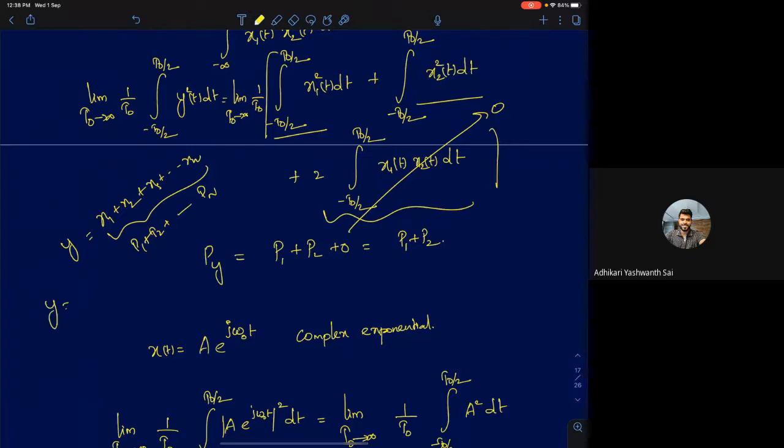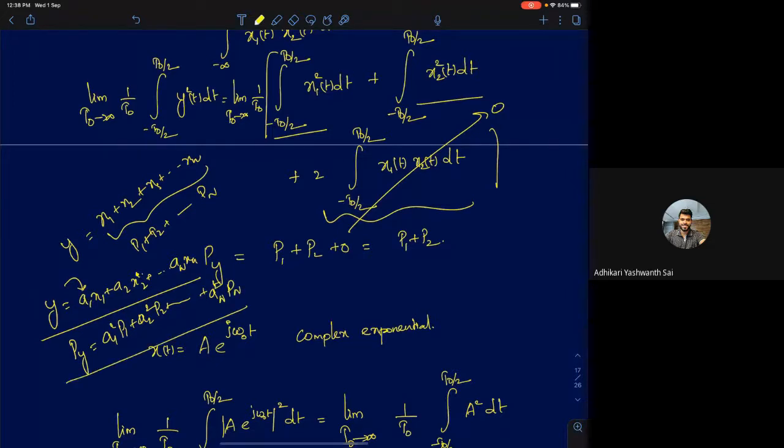If you define a function of this type, say a1 x1 plus a2 x2 till an xn, this is your signal. Then if you're asked to find the power, what will be the power? The only difference is I've multiplied by a1, so it will be a1 squared p1 plus a2 squared p2 and so on till an squared pn. So your powers will add up.